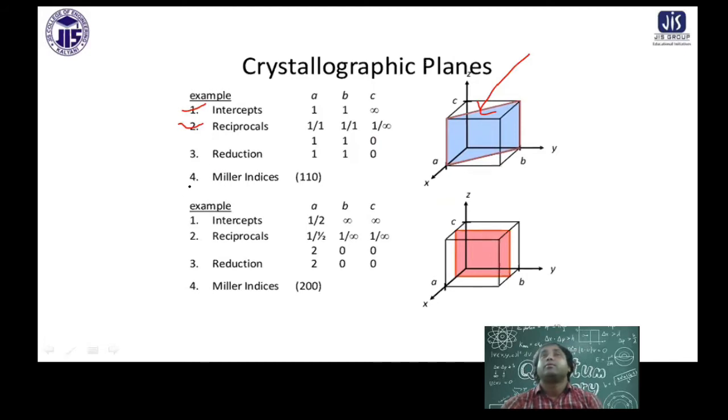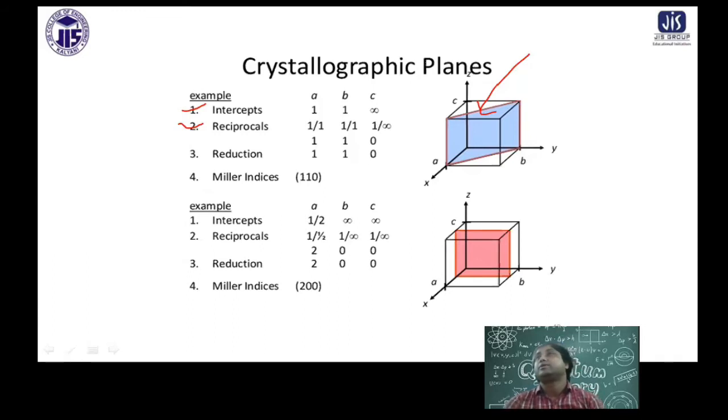Now you have to take the LCM of them. So the LCM of the denominators is 1, obviously. So if you multiply, it is 1, 1, and 1 by infinity, which is as good as 0. So this plane actually refers to the 1, 1, 0 plane.